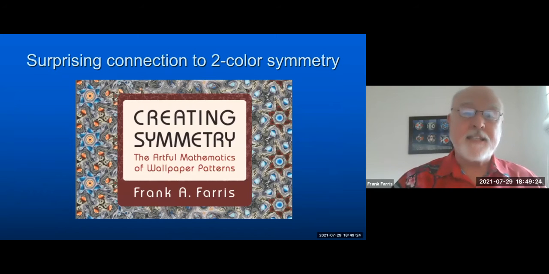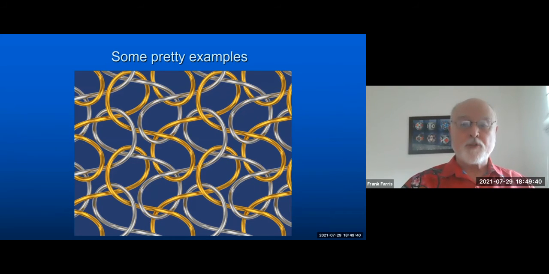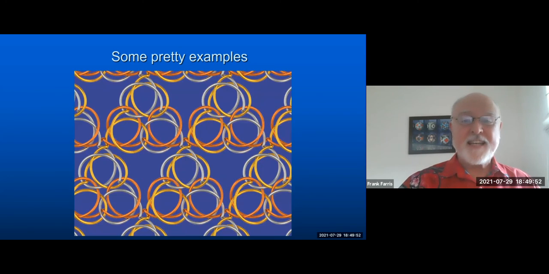The mathematics has a connection to the theory of color symmetry, and I'd love to refer you to my book, Creating Symmetry, The Artful Mathematics of Wallpaper Patterns, to read what I said about color symmetry there. I'm going to close by just showing some pretty examples. This one is connected to the wallpaper group PGG with its half turn in it. This one is connected to the group P4G with 4-fold rotational symmetry and a mirror. And this one is connected to the group P3M1, and I've decorated this one with 3 different colors.